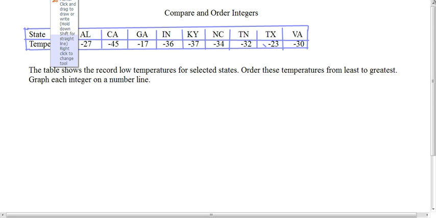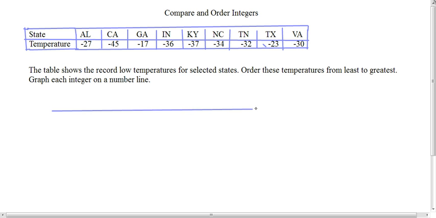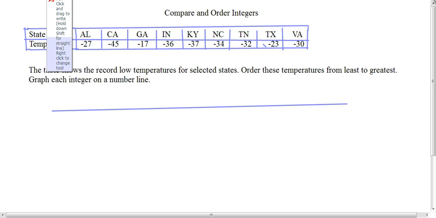Okay, so what we're asked to do is literally order these temperatures from least to greatest, and we want to graph on a number line. So we want to take these integers and put the integers on the number line. The very first thing you want to do is draw a number line. Okay, so let's just start the number line here. Okay, so we got our number line in place.